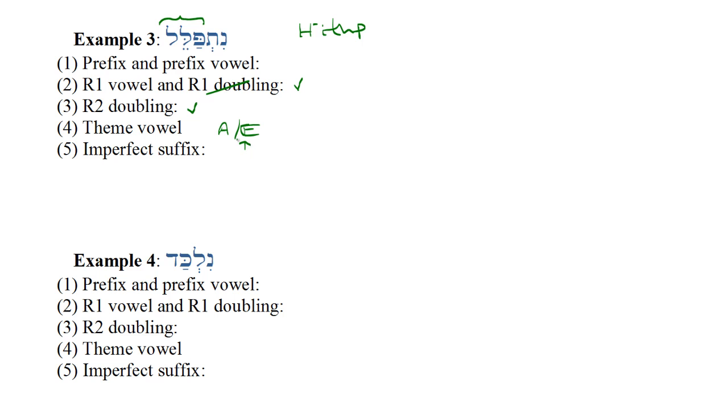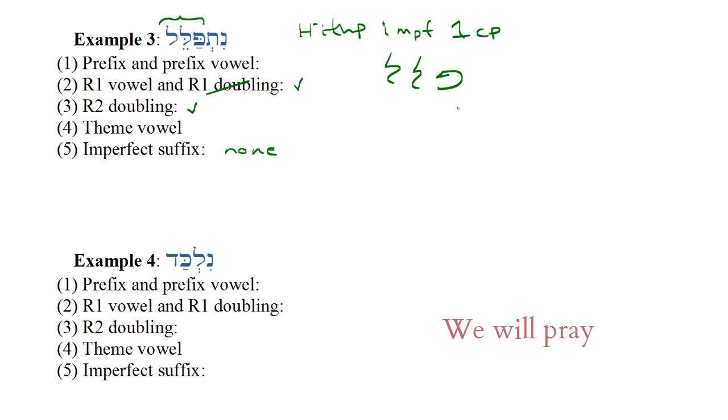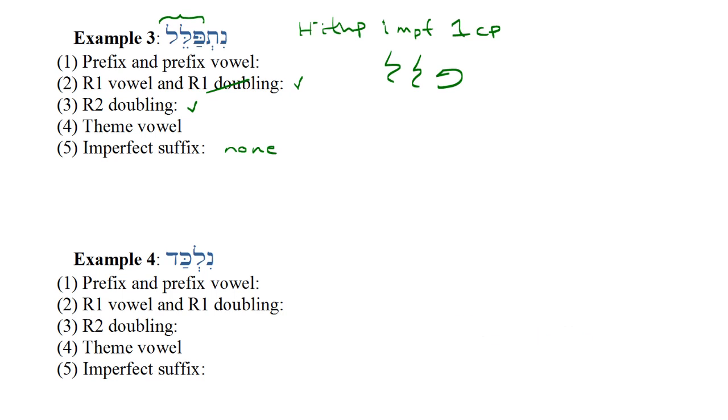Our theme vowel is a tsere, which we expect for a hitpael imperfect, the A-E form. There's our E. And then our imperfect suffix, there is none, which we'd expect when we have a nun prefix. A nun indicates imperfect first common plural, and our root is palal. And in the hitpael, palal means to pray, and so our translation here is we will pray. We will pray.